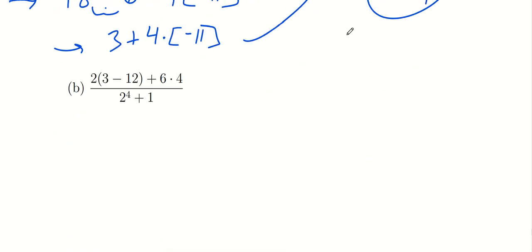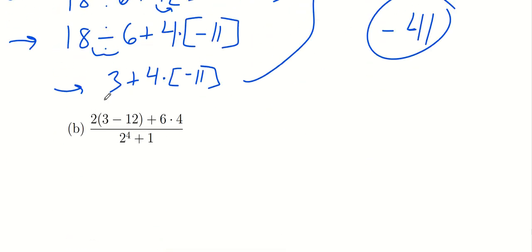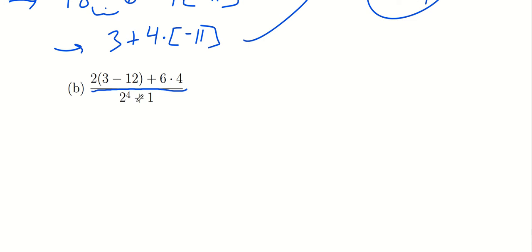Let's take a look at part B. In part B, we have a fraction, so it's really kind of like a division here. We want to take the numerator divided by the denominator, but before doing that, we need to figure out what is the number in the numerator and what is the number in the denominator. So we can work these two out independently. In the numerator, our very first step would be the grouping symbol. 3 minus 12 is going to be negative 9.